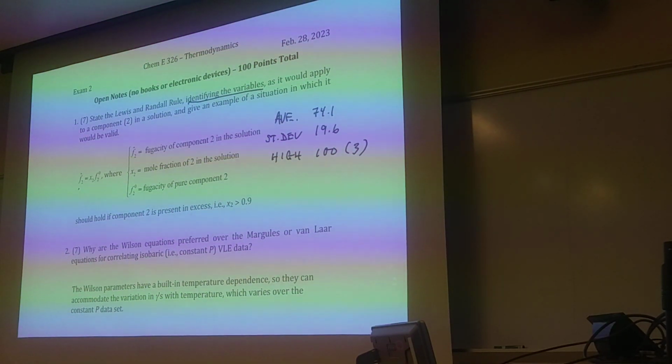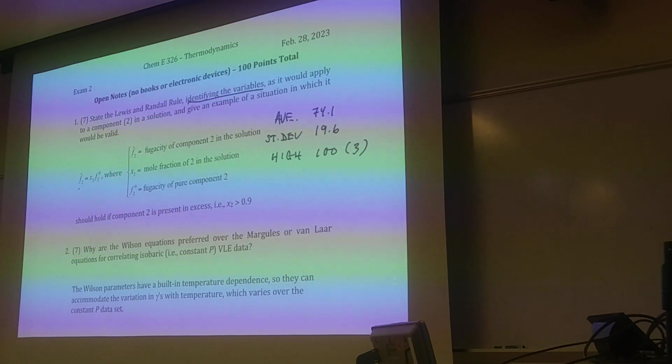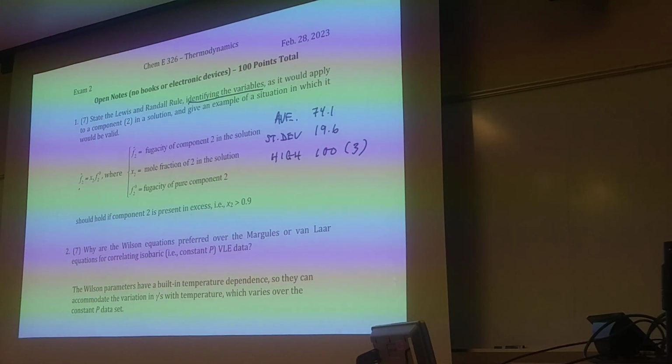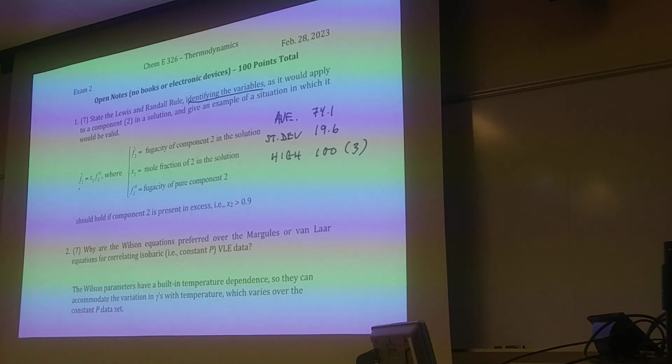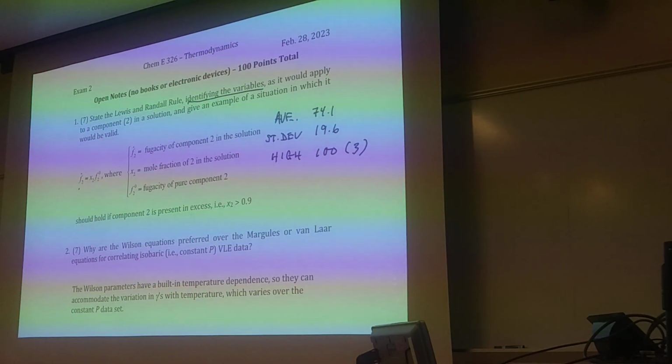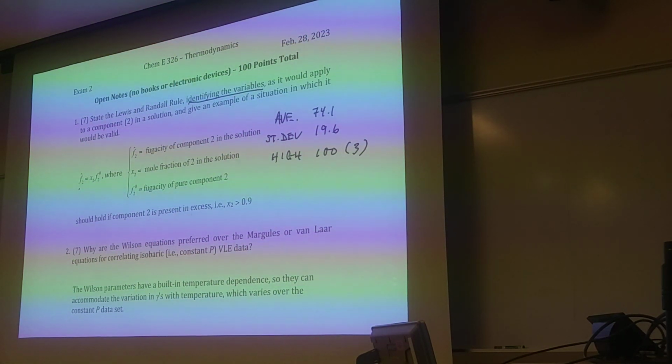And it's important that you identify all of those. And it should hold that component 2 is present in excess. That's the most common one, but there are other reasons. If the solution is in fact made up of molecules that are so close in their nature to one another that they form an ideal solution, that would be another example.